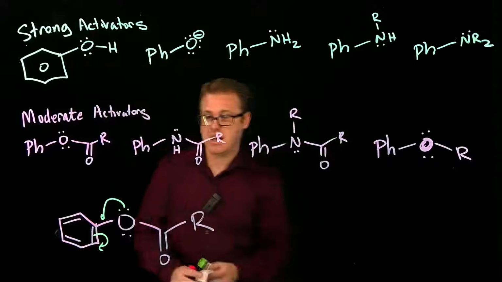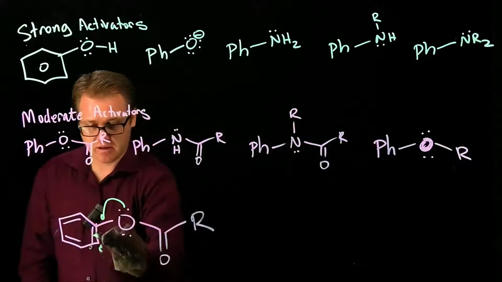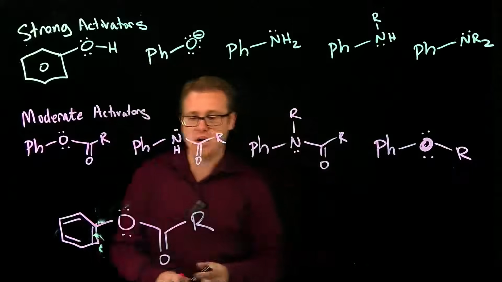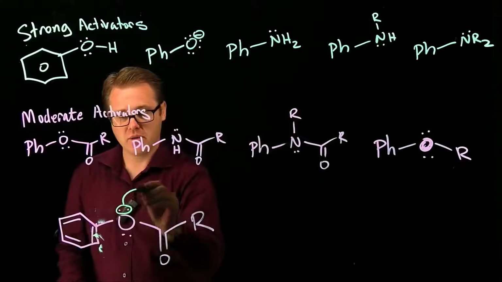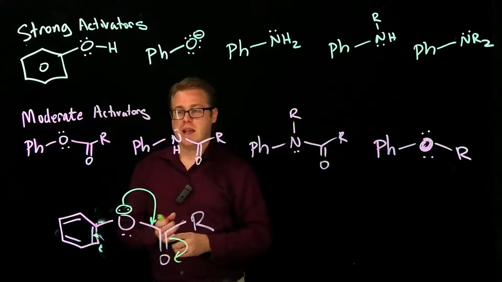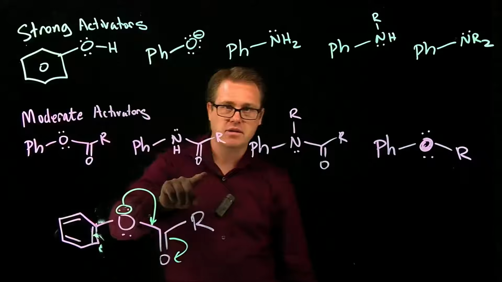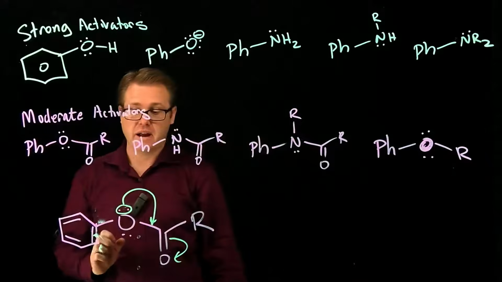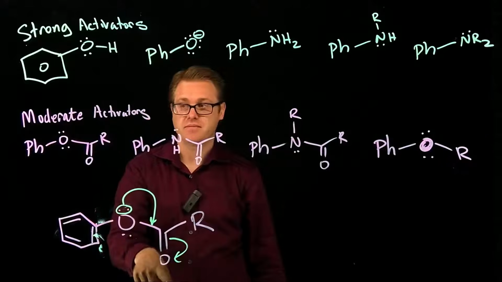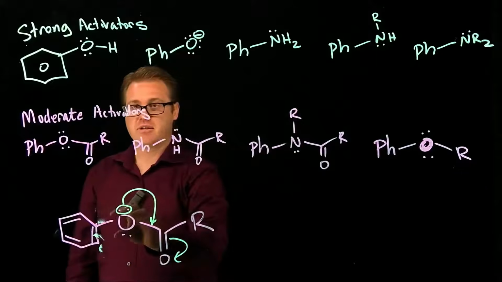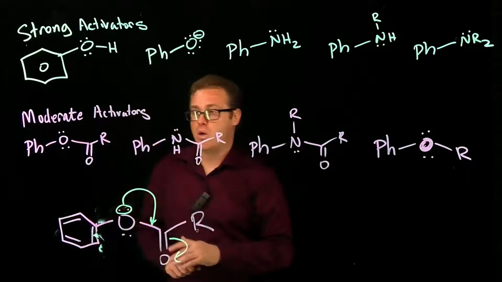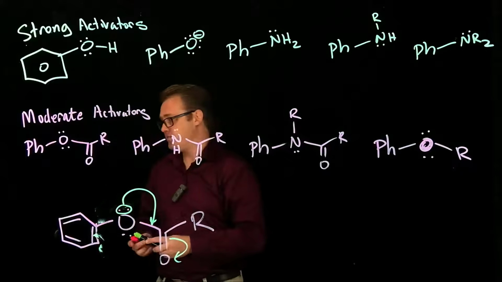But do you also see another resonance structure that could happen? Where else could those lone pairs go? That lone pair could go and resonate that way. So yes, these are activators, but they're not strong activators because it has resonance. And so the electrons are shared between the benzene ring and the carbonyl. So they're only moderate activators.